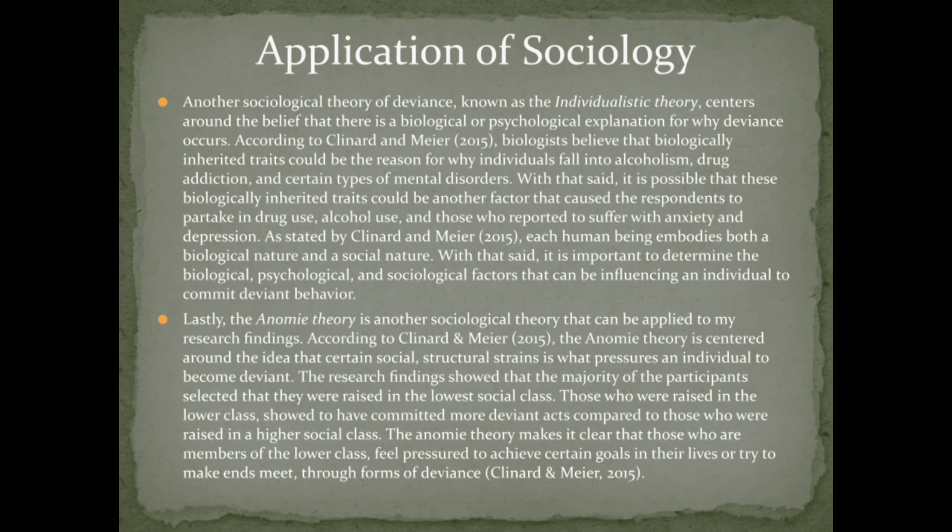The research findings showed that the majority of the participants selected that they were raised in the lowest social class. Those who were raised in the lower class showed to have committed more deviant acts compared to those who were raised in a higher social class. The anomie theory makes it clear that those who are members of the lower class feel pressure to achieve certain goals in their lives or try to make ends meet through forms of deviance.